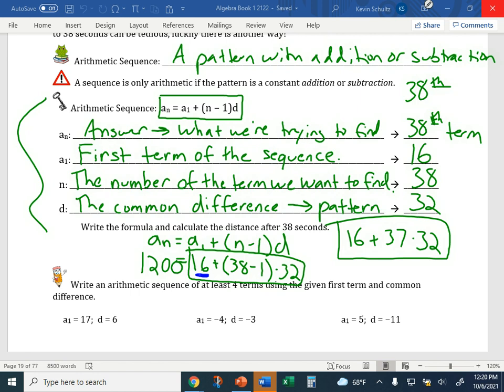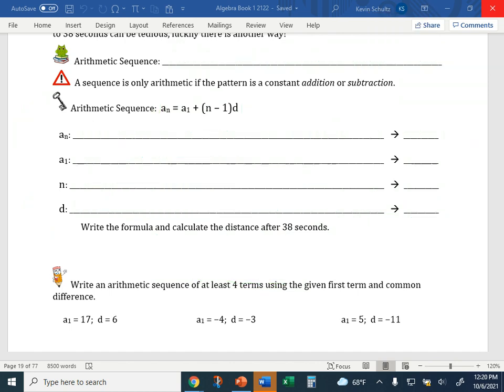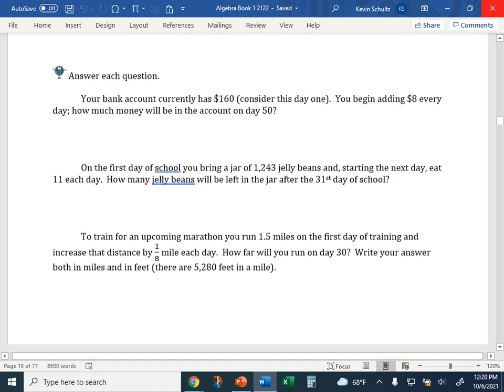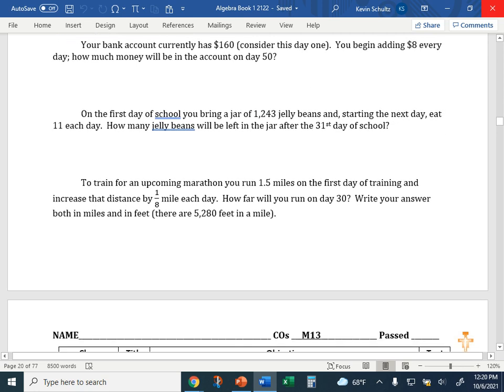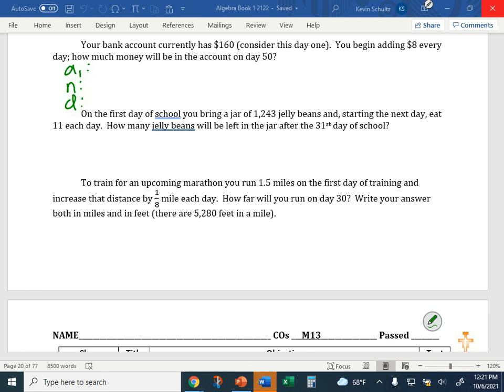Okay, flip the page and let's look at another example here. All the way down to our bank account. It says your bank account currently has $160, and consider this day 1. You begin adding $8 every day. How much money will be in the account on day 50? So we're looking for the first term, the number of the term in the sequence we want, and the pattern, right? Remember that first term is where you start. Where are we starting here?